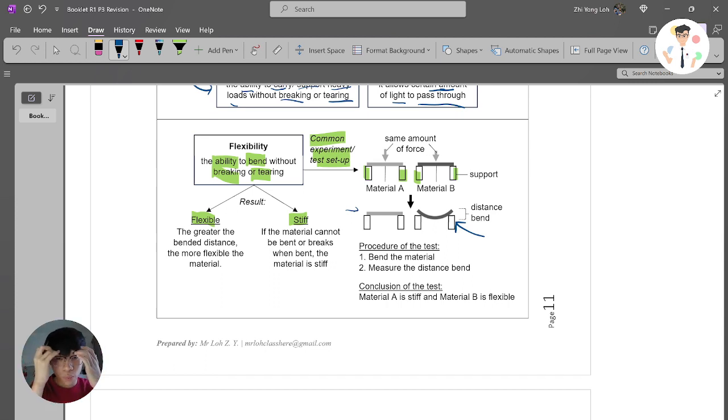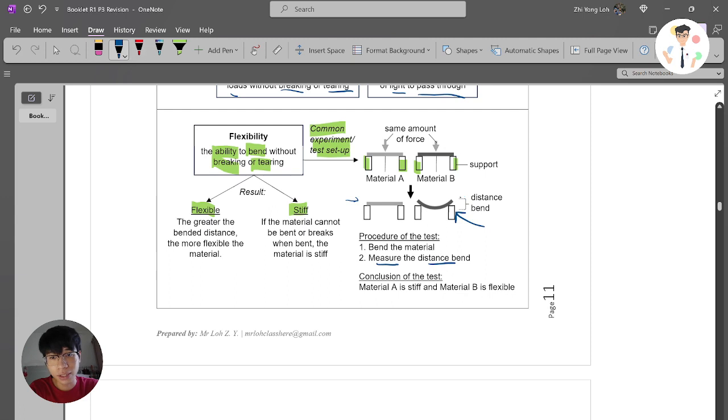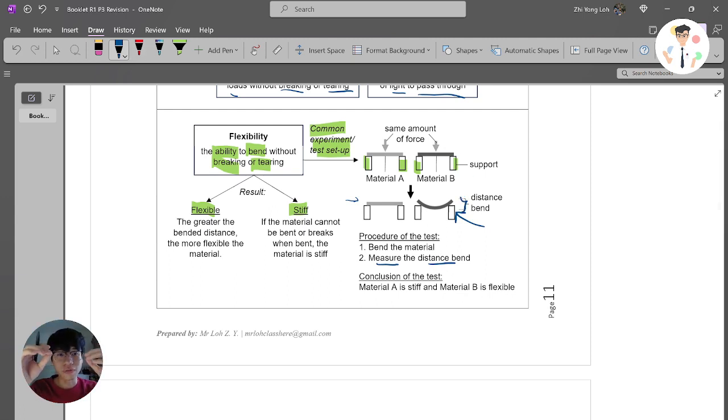And now, when we are trying to compare, what I will do is measure the bend distance. As you can see here, this is the bend distance. Then with that, I can conclude if the distance is big, it means that it's more flexible. If it's not that big, basically it means not that flexible, or you can simply say that it is stiff.